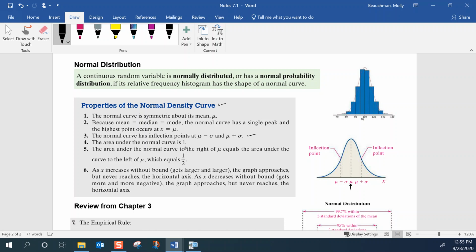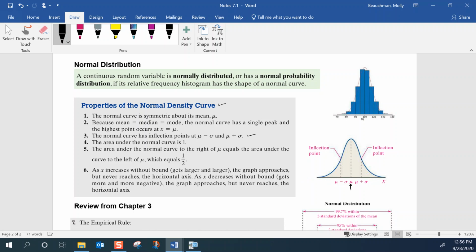The area under the normal curve is 1. The area under the normal curve to the right of the mean equals the area under the curve to the left of the mean, which equals 1/2. So the right-hand side and the left-hand side are exactly the same. As x increases without bound, the graph approaches but never reaches the horizontal axis, and as x decreases without bound, the graph approaches but never reaches the horizontal axis. So that means that the x-axis itself is a horizontal asymptote.